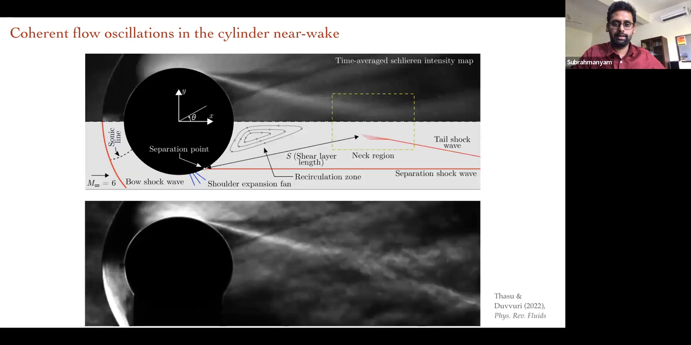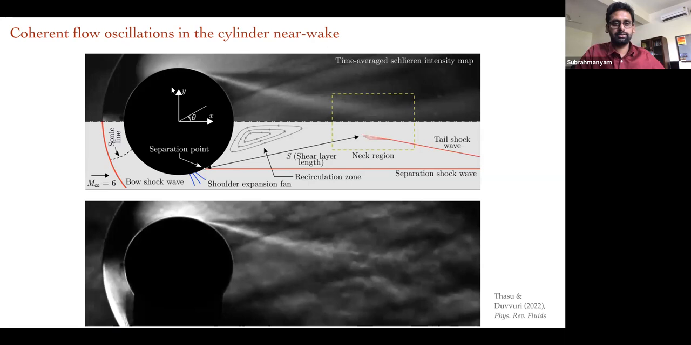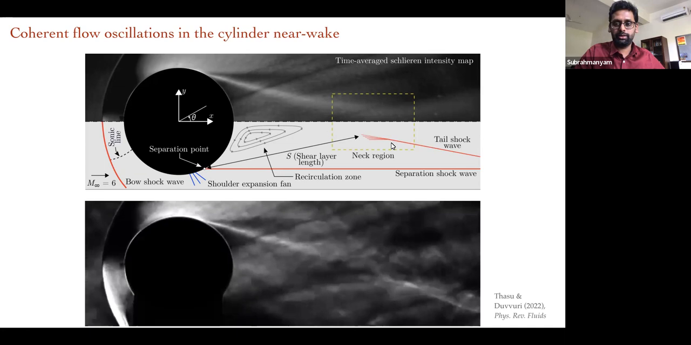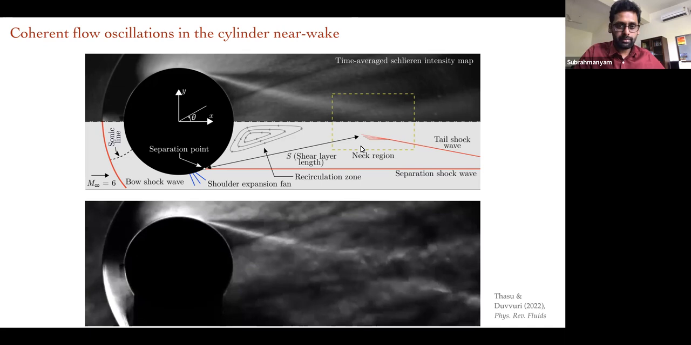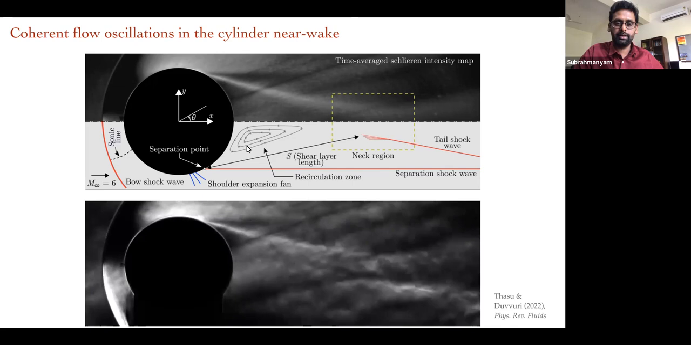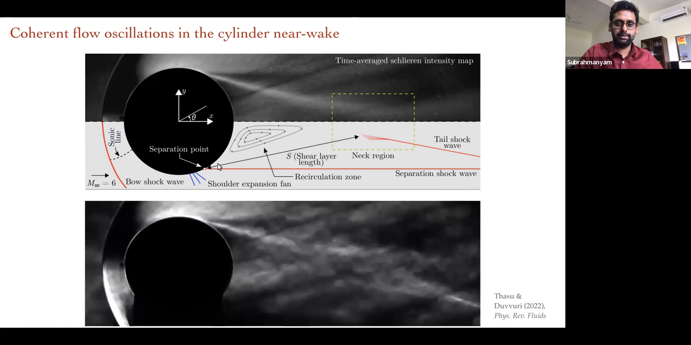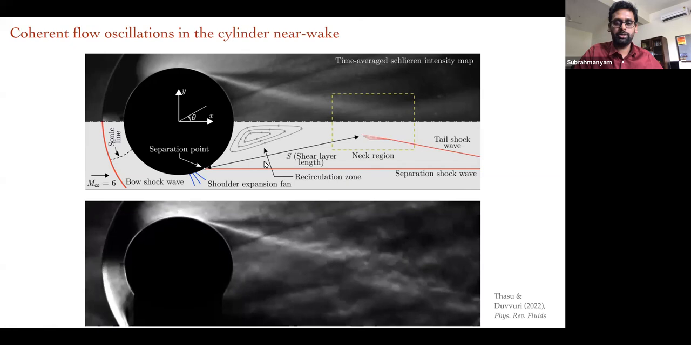Just to quickly run you through the key flow features, as you would imagine, there is a nice bow shock that sits upstream of the cylinder, and the flow turns around the cylinder. Then you have the separation shock and the tail shock, which eventually make the streamlines parallel to the free stream. You get a large region of flow separation in the wake. You essentially have two lobes of vorticity with opposing sign, one sitting at the top and one at the bottom. These are large recirculation regions, and outside the recirculation region you have supersonic flow. So again, you get a supersonic shear layer.